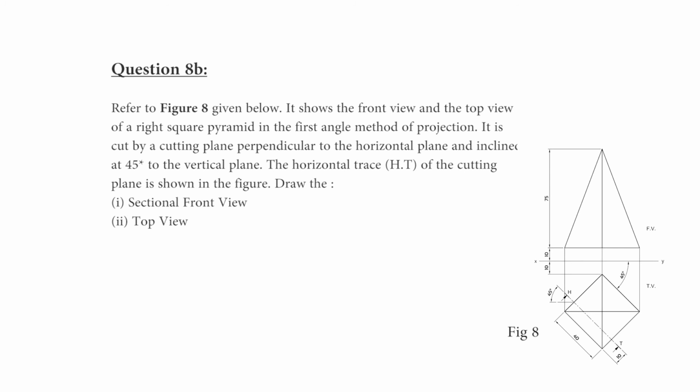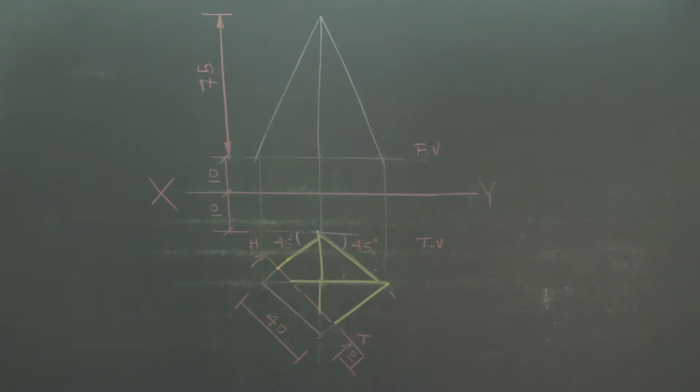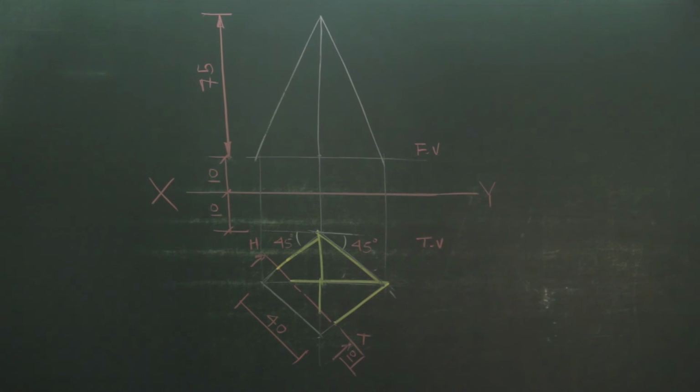Question 8b. Refer to figure 8 given below. It shows the front view and the top view of a right square pyramid in the first angle method of projection. It is cut by a cutting plane perpendicular to the horizontal plane and inclined at 45 degree to the vertical plane. The horizontal trace HT of the cutting plane is shown in the figure. Draw number 1, sectional front view, number 2, top view. In this sum we have to draw a sectional front view and top view.